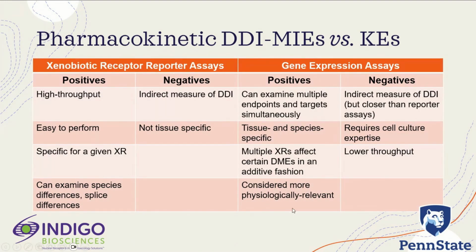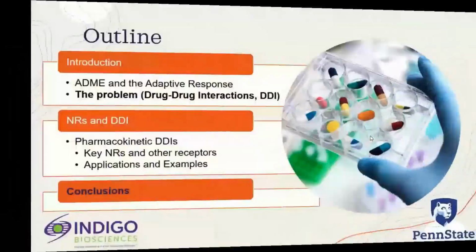And these are considered more physiologically relevant. They're a step closer to the adverse outcome. But they are still indirect because you're not actually measuring the adverse outcome itself, but it is predictive of that. It does require more cell culture as well as other biochemical techniques, gene expression techniques, and certainly lower throughput.